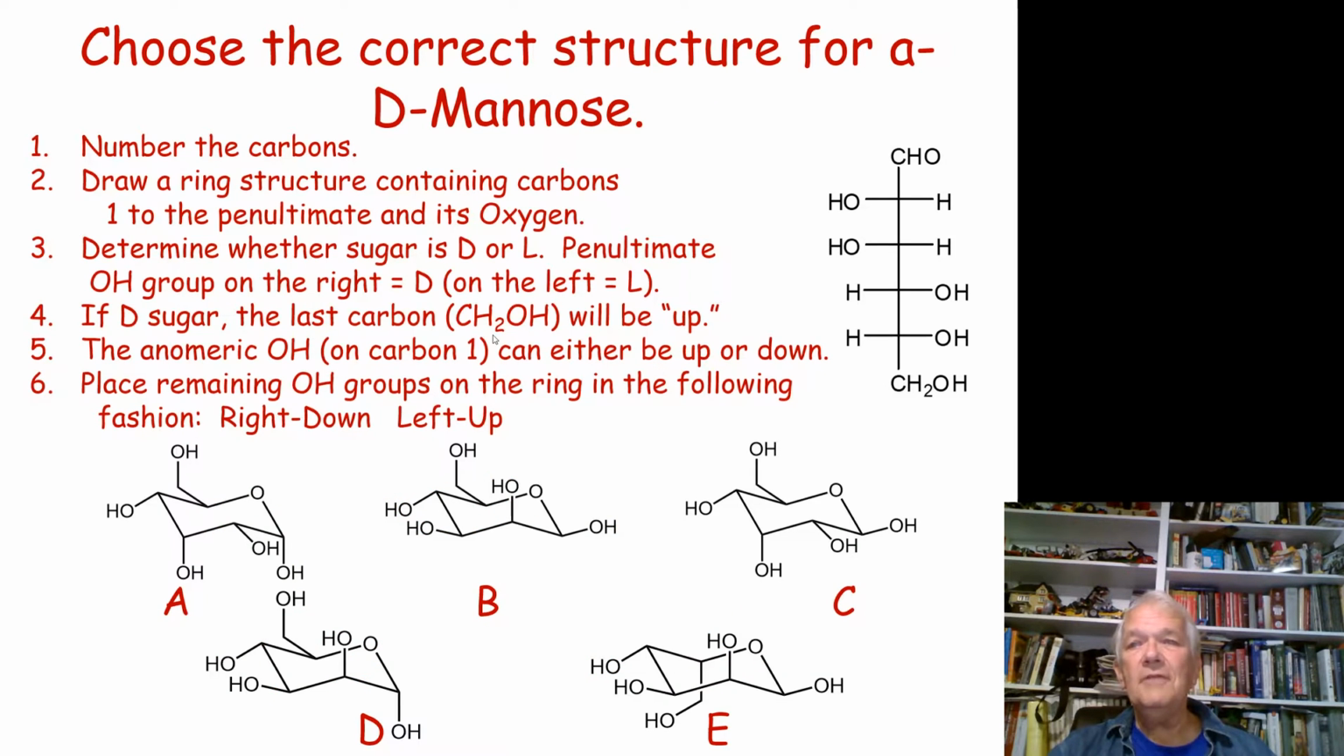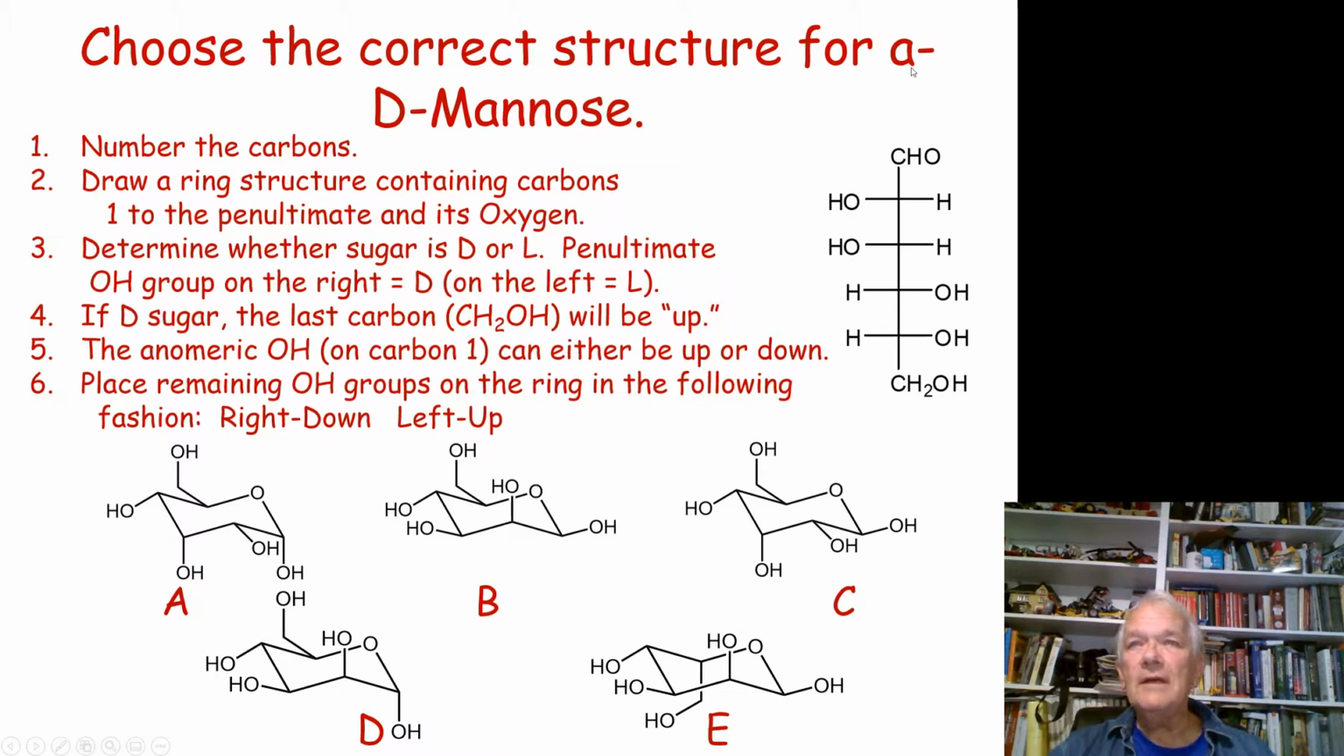So let's see if you can do this one. Pause this video and see if you can figure out D mannose. Now, D is indeed the standard sugar, so you want that side group to be in the standard orientation. All of them are D except E, which is an L sugar, so you can throw out E because the CH2OH is down there. A, B, C, and D all have it up. So you have to figure it out.